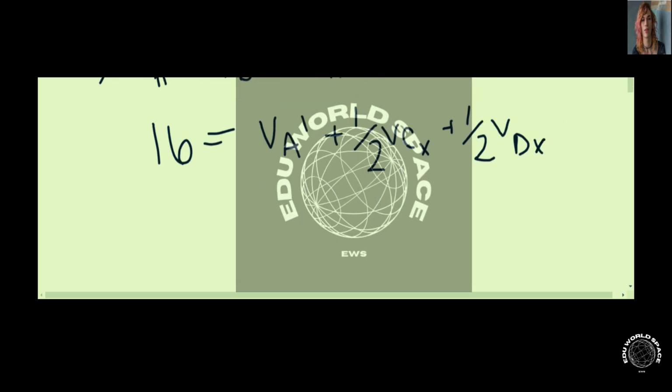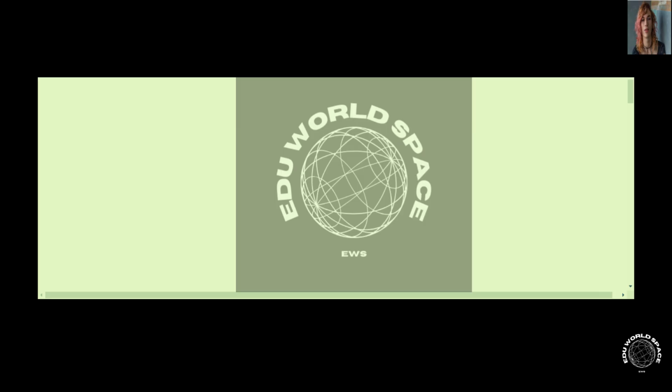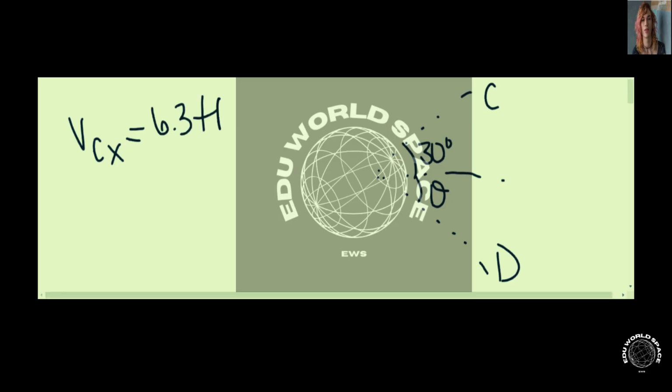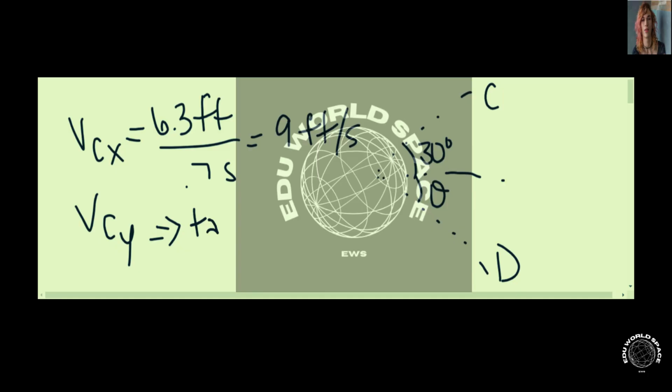Now, we can determine those two values using some geometry that's initially given in the problem. So as previously drawn before, we don't know D's angle, but we do know C's angle, which is 30. So C travels 6.3 feet in 0.7 seconds, which gives us an x velocity of 9 feet per second. For the y component, because we're given the angle of 30 degrees, we can write it as this.